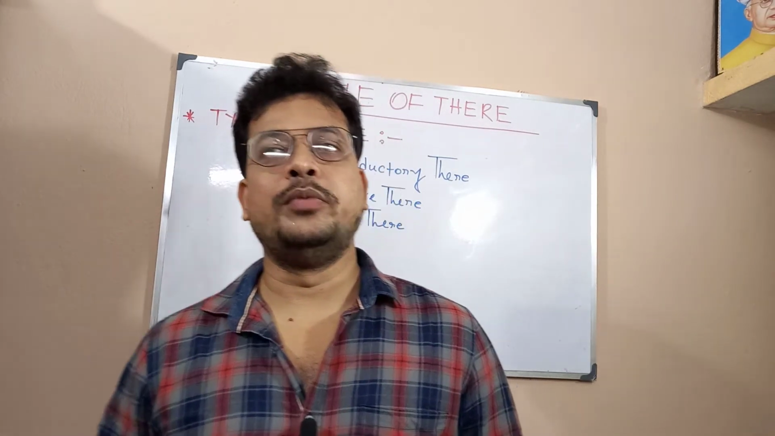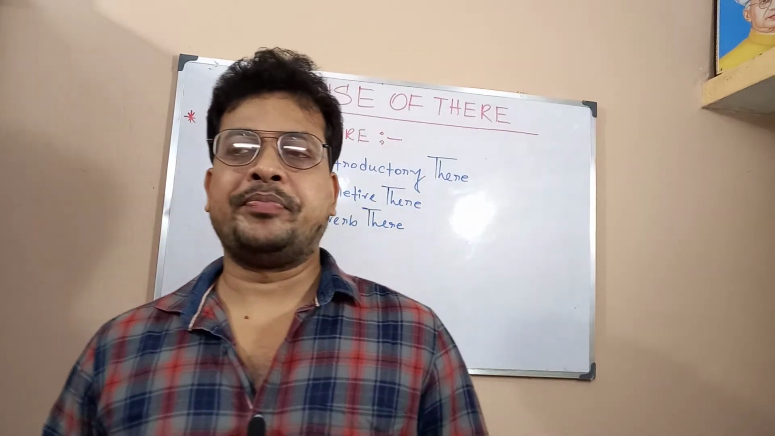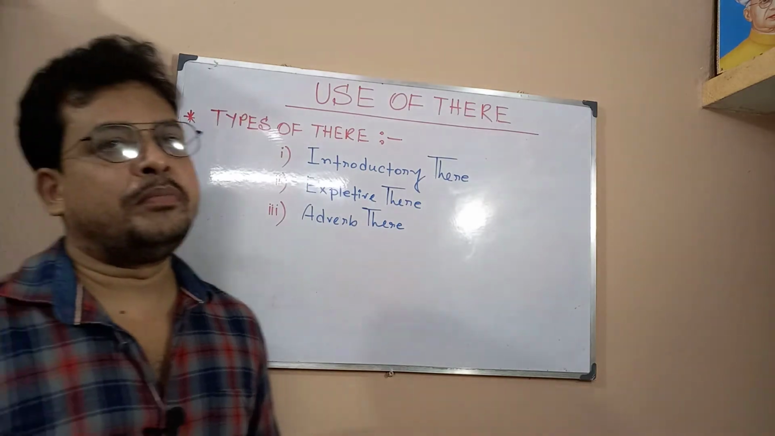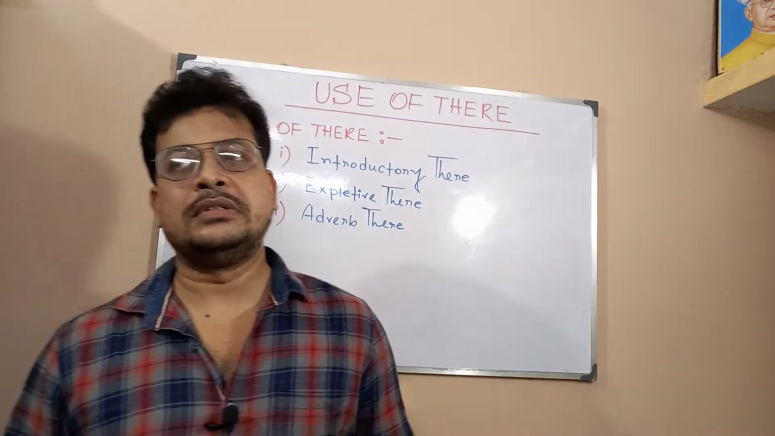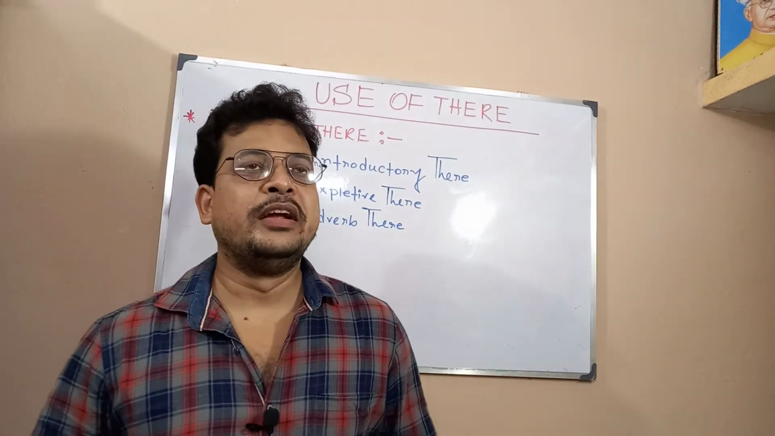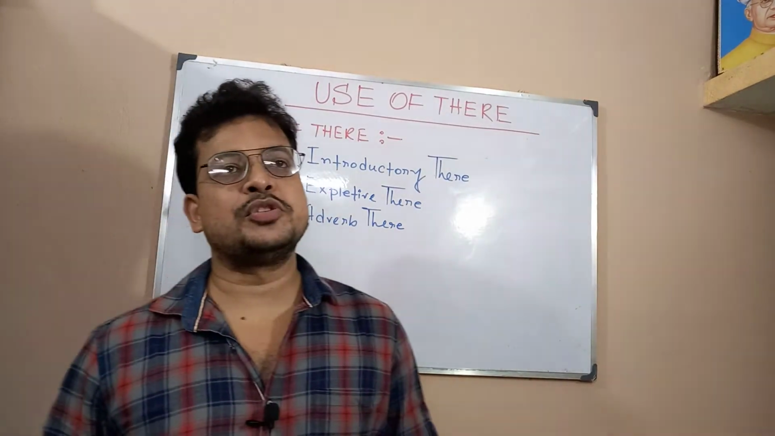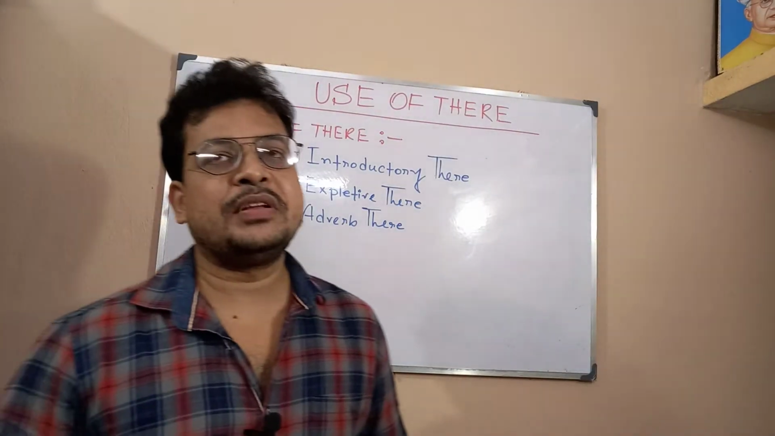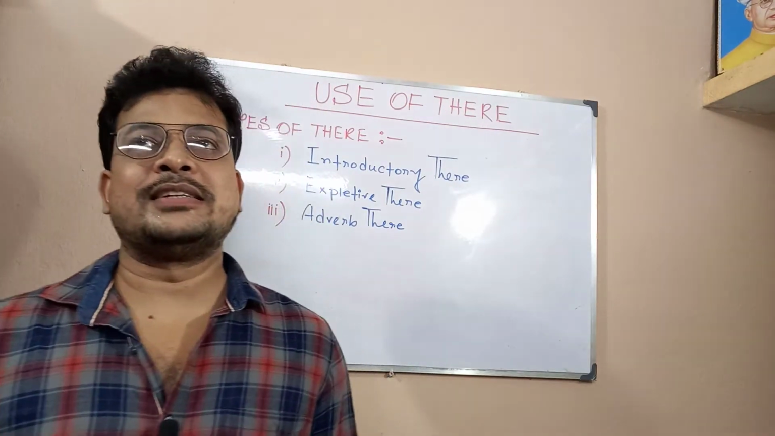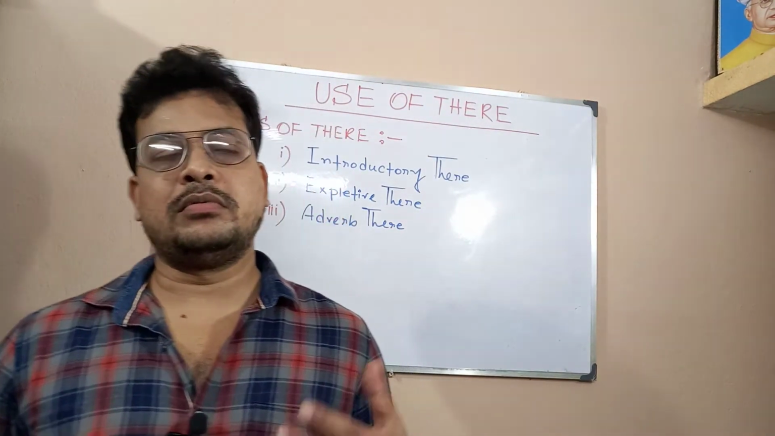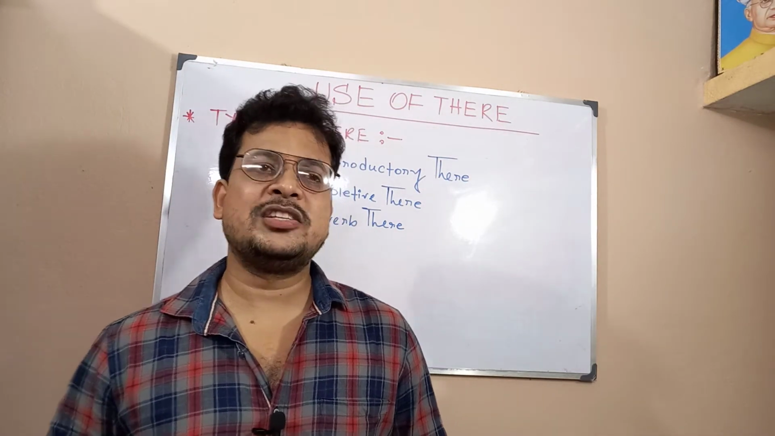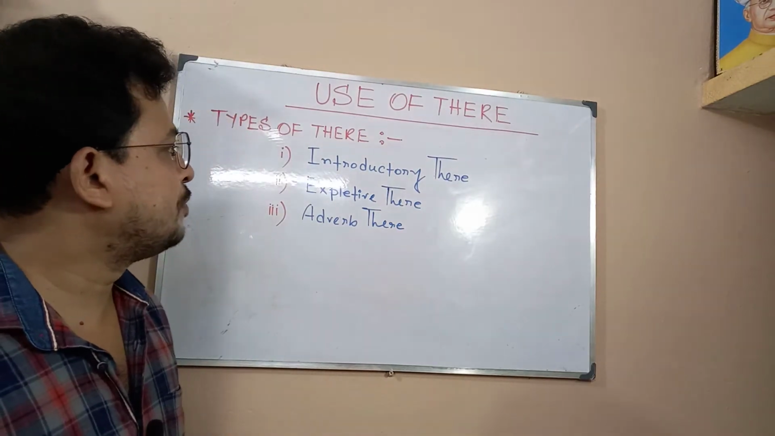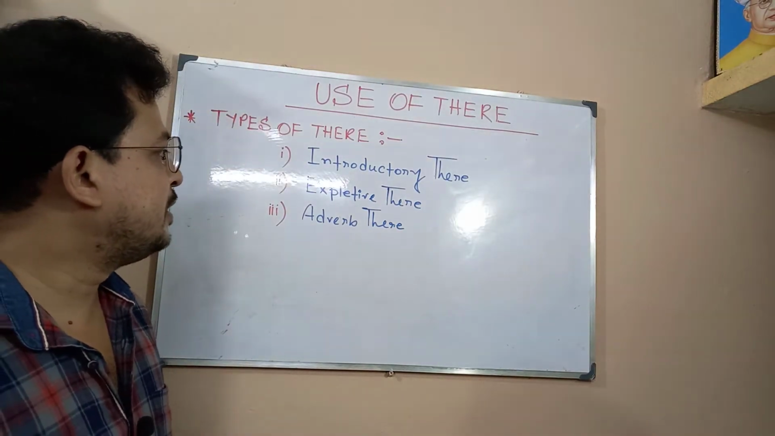Today, our class will be totally conducted with English grammar. From English grammar, the topic will be the use of there. Particularly, how to use the particular word there. It is called an adverb. It belongs to the part of speech adverb. So, there is used to show existence, particular existence as time and place. These types of things it always clarifies to us. There are three kinds of there: introductory there, expletive there, and adverb there.